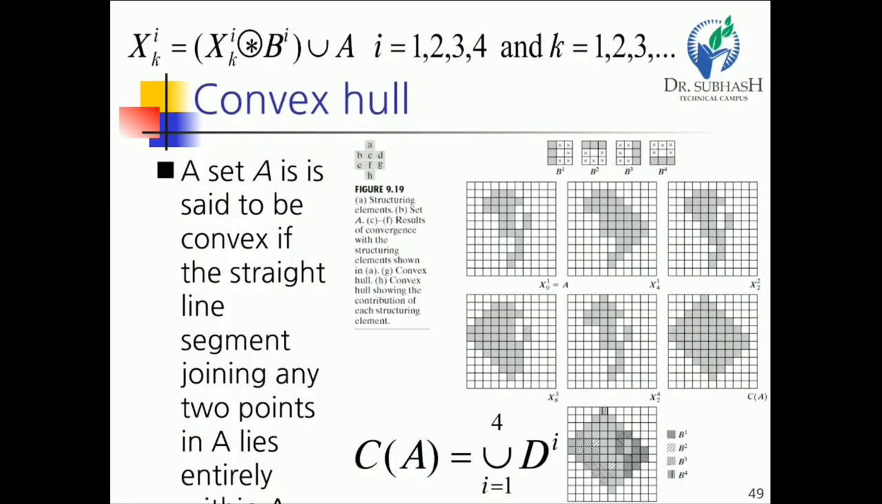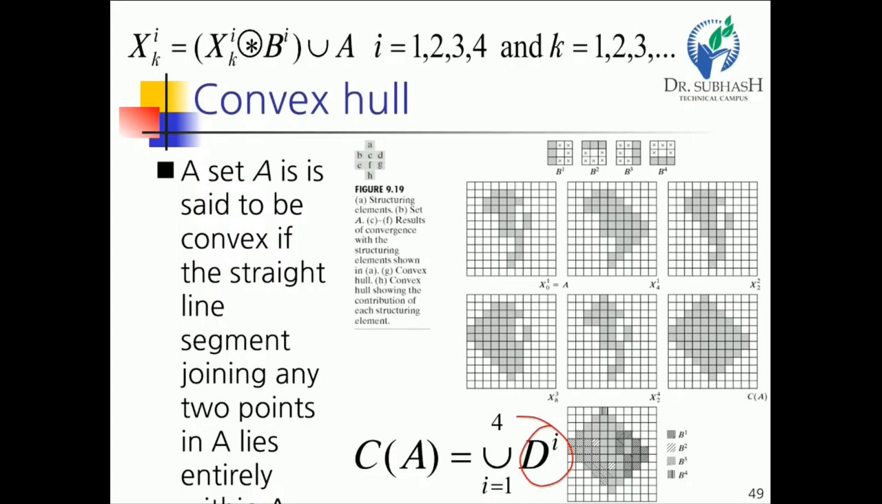Now another most important characteristic, also known as a function of morphological image processing, is the convex hull, right? A set A is said to be convex if the straight line segment joining any two points in A lies entirely within A. So this is the function of the convex hull. The convex hull C of A is the union of D_i for i equal to 1 to 4.